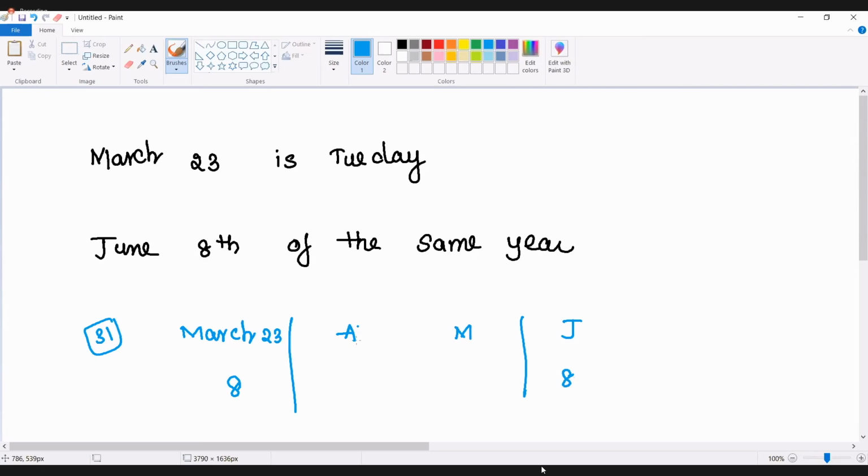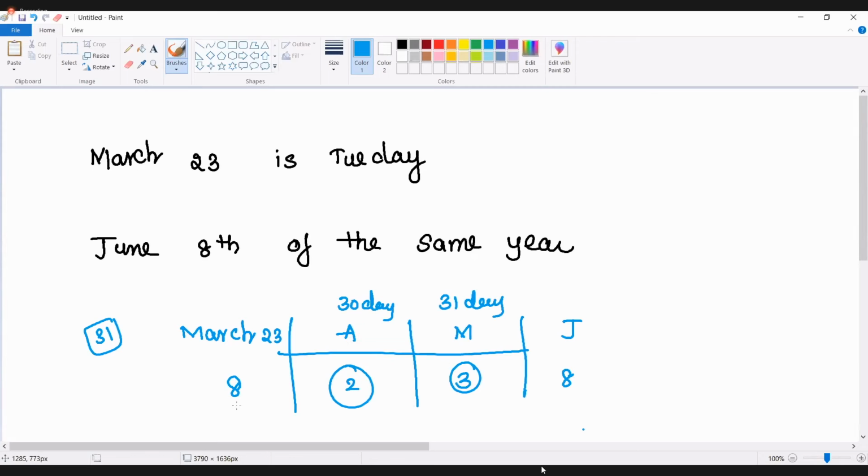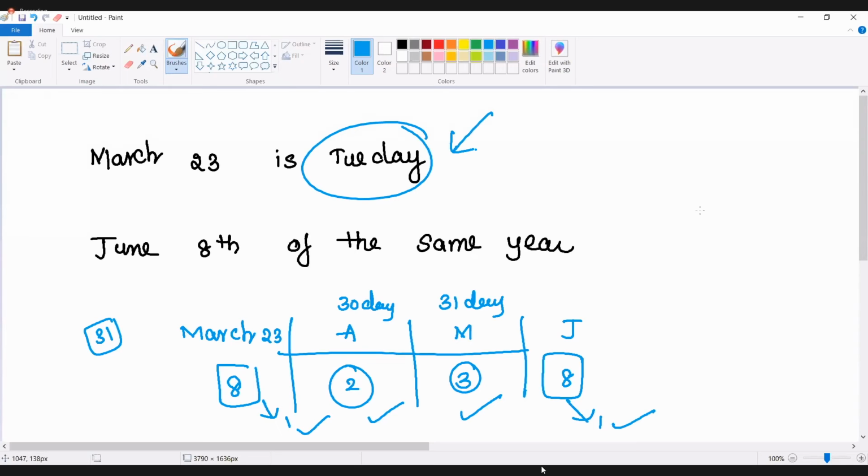If you look at April and May, what is the number of odd days? April has 2 odd days because it has 30 days. May has 31 days, so the number of odd days is 3. Now the total number of odd days: 8 days means the number of odd days is 1. How? 8 by 7 leaves a remainder of 1. 1 plus 2 is 3, 3 plus 3 is 6, 6 plus 1 is 7. That means I am getting 7 odd days, so the day will be repeated. The answer choice for the question is going to be Tuesday only.